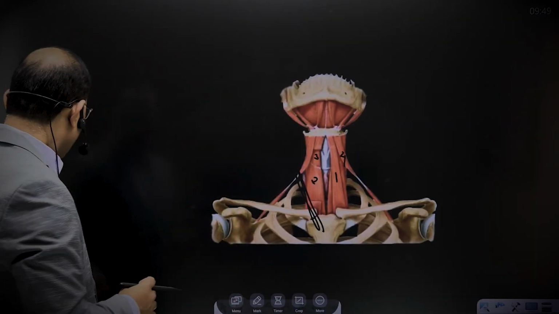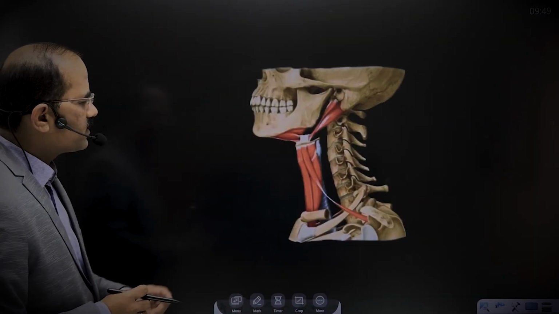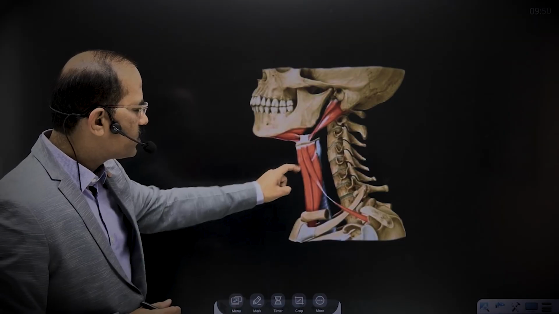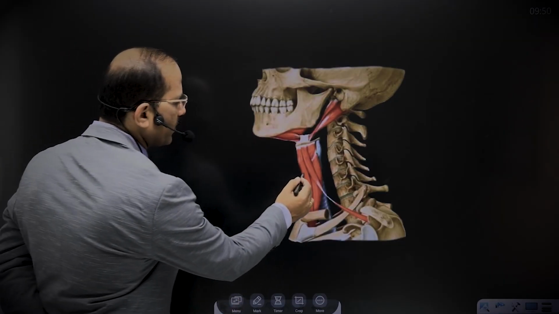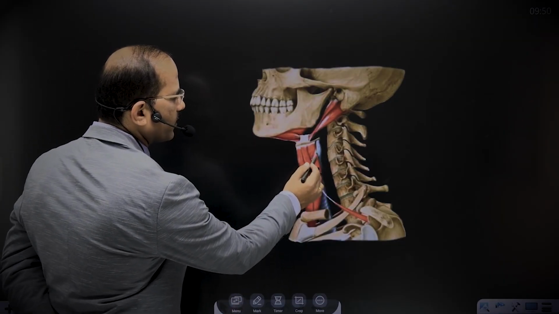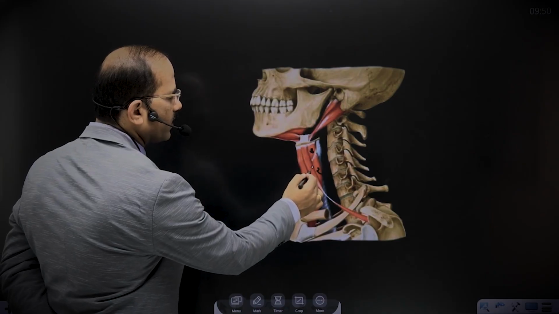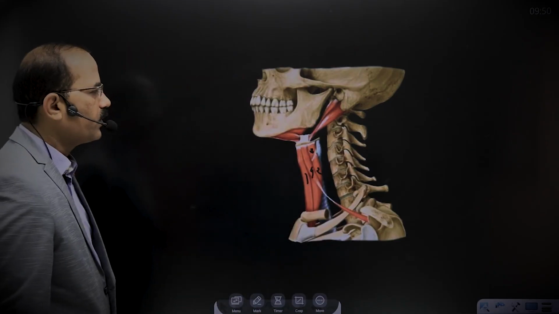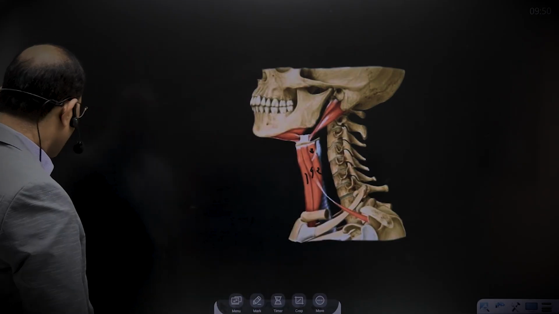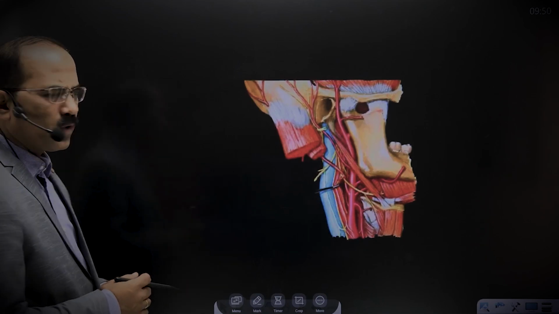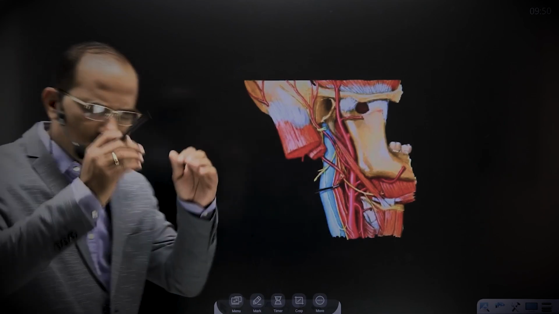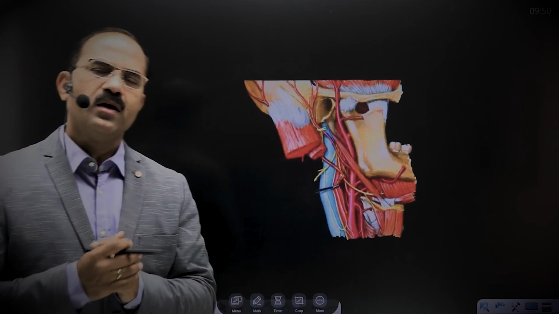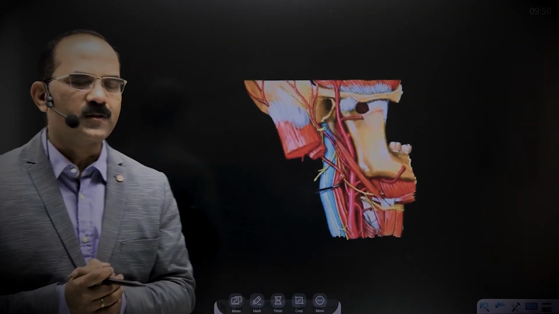Perfect. Now look at this once again. That's the sternohyoid. This is number 1, sternohyoid. This is number 2, sternothyroid. This is number 3, thyrohyoid. And that's number 4, the omohyoid muscle. Now, students, what is the nerve supply of this muscle? That's a very, very important MCQ for you. The nerve supply of these strap muscles.